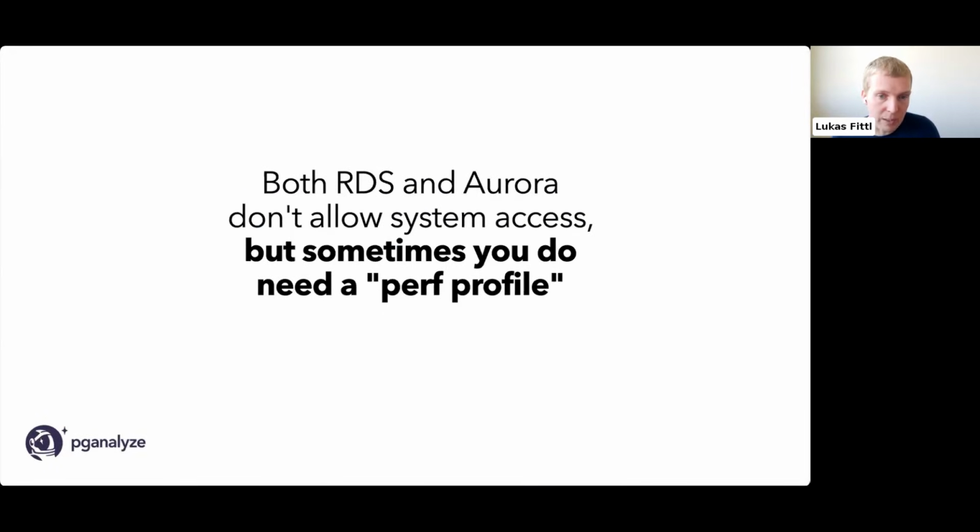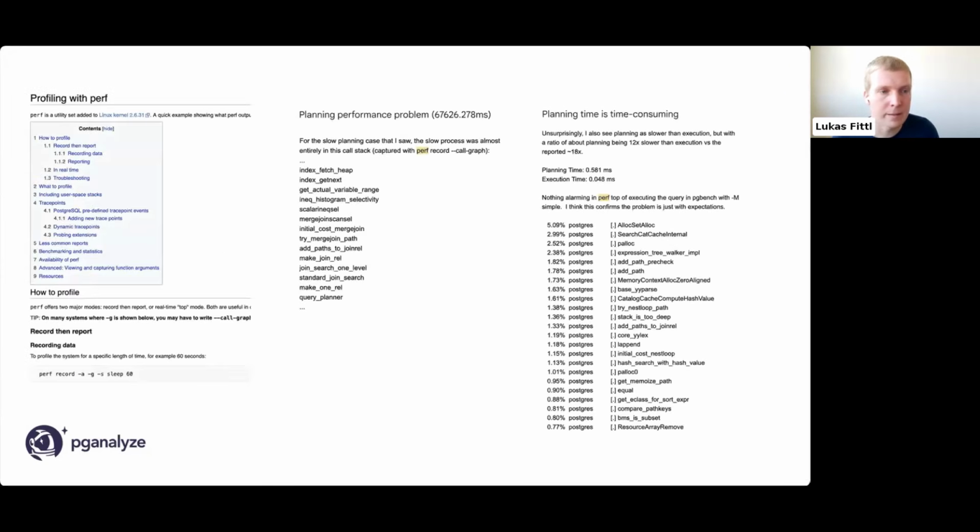The other thing that I've run into practically on both RDS and Aurora is that they don't let you run what's called a perf profile. Perf is a Linux tracing tool, and there's a Postgres wiki page that walks through how to use it. What it helps you do is investigate CPU overhead. So if your Postgres database has high CPU overhead, you want to know what's going on. Perf is really the best way to get this data.